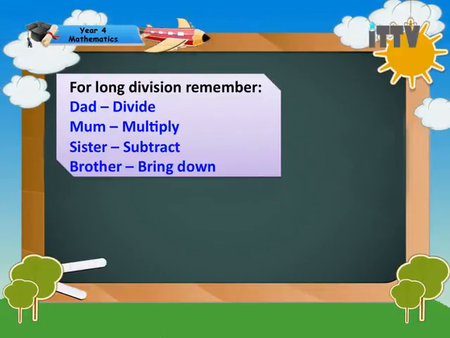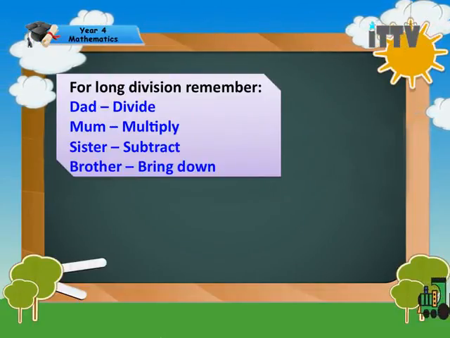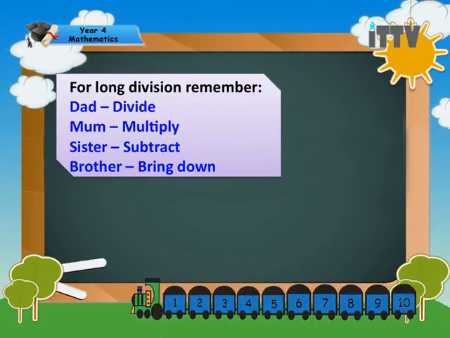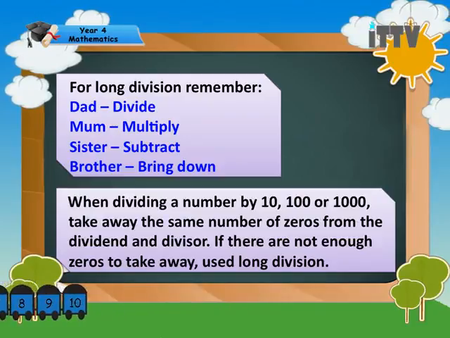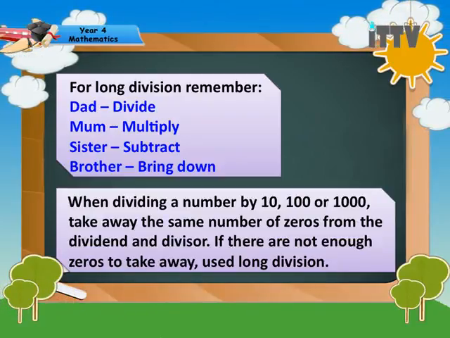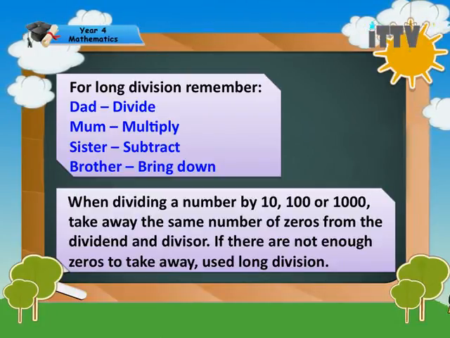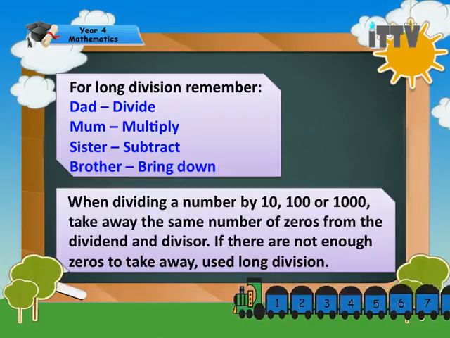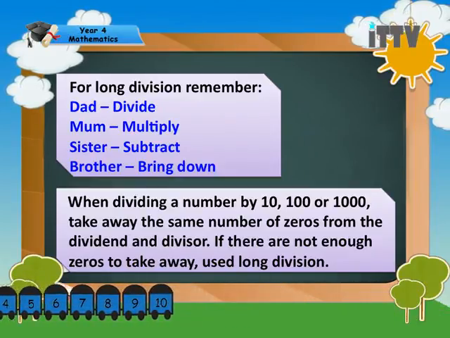Alright, boys and girls, we have come to the end of our lesson today. Let's wrap up. Today we have learned about division and we have used long division. In a long division, I introduced to you some of the names of the components. We have the dividend, divisor, quotient, and remainder. For long division, remember the family, dad, mom, sister, and brother, which stands for divide, multiply, subtract, and bring down. I've also taught you when dividing a number by 10, 100, or 1,000, take away the same number of zeros from the dividend and the divisor. If you do not have the same number of zeros, then we have to use long division.